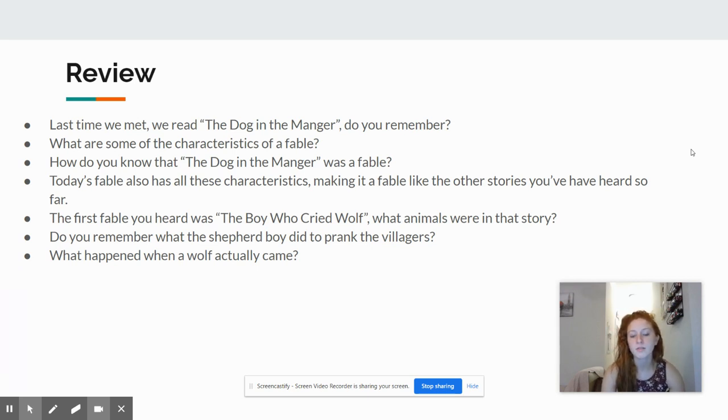What are some characteristics of a fable? So what is something that a fable has? It has characters. What else does it have? A setting. I'm trying to think of any other ones. A plot, which is your beginning, middle, and end. And all fables have morals or lessons, right? But not all stories have a moral or a lesson, right? But fables, they've got character, setting, plot, and a lesson or a moral, okay?